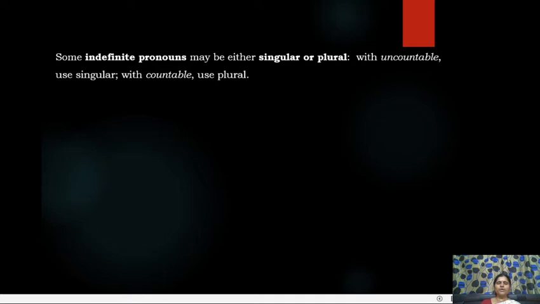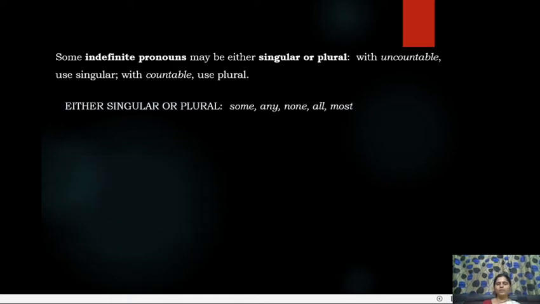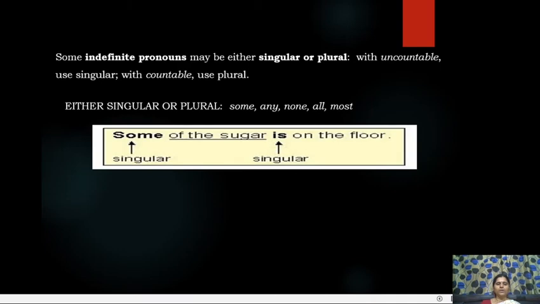Some indefinite pronouns may be either singular or plural. Sometimes it happens. So if such a situation comes, you have to remember one thing. With uncountables, we have to use singular. With countables, we have to use plural. These are some of the indefinite pronouns which are used as either singular or plural: some, any, none, all, most. Let us see in the example.